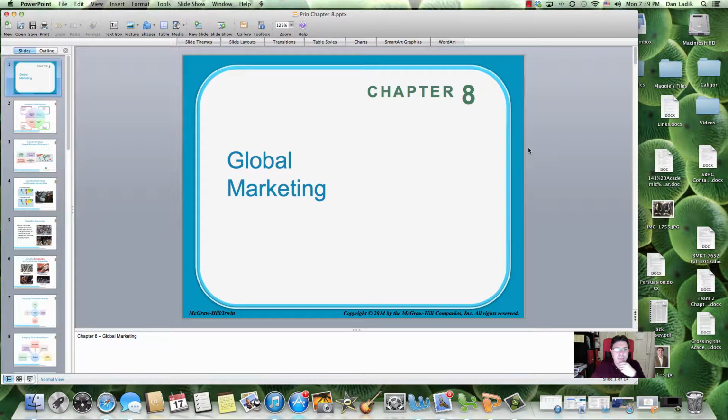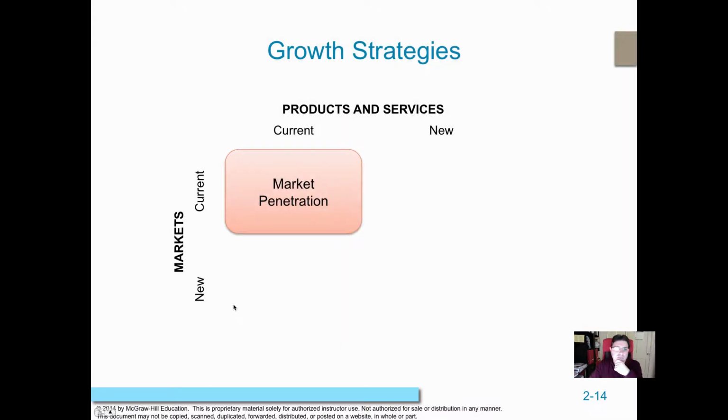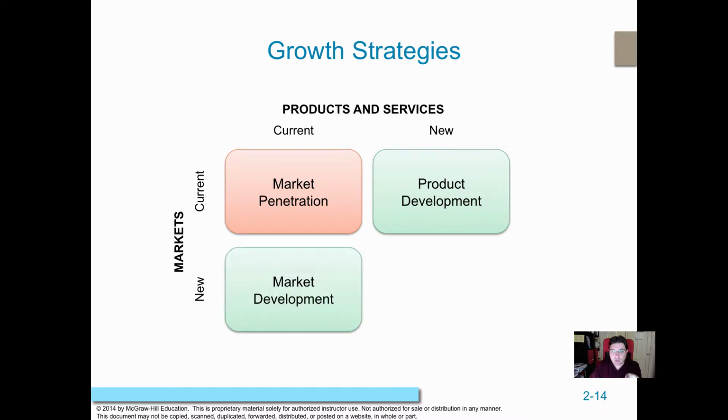I like to think about chapter 8 the way we ended chapter 2, where we were talking about growth strategies and whether the market is new and whether the product is new. And quite often when we have a current product in a new market, this market development quadrant down here, this tends to be done in a global context, particularly taking a current product and bringing it to a new market, usually outside the home or domestic market.